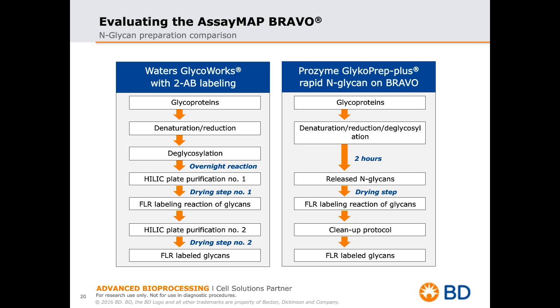The fluorescence labeling reaction has been optimized to last 1 hour. The Bravo elutes the labeled N-glycan samples in a small volume of water. Therefore, there is no need for an additional drying step prior to sample analysis. So just to summarize, the same glycoprotein samples were prepared using the 2 methodologies described and the purified N-glycans analyzed by fluorescence UPLC.